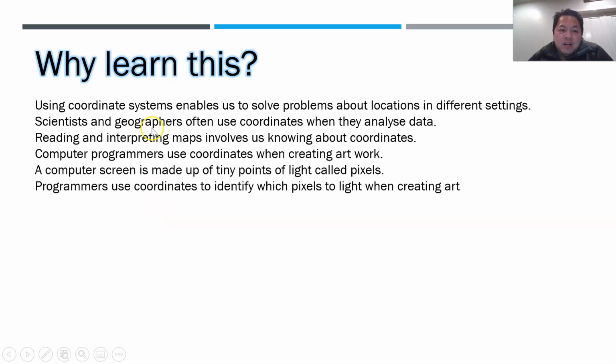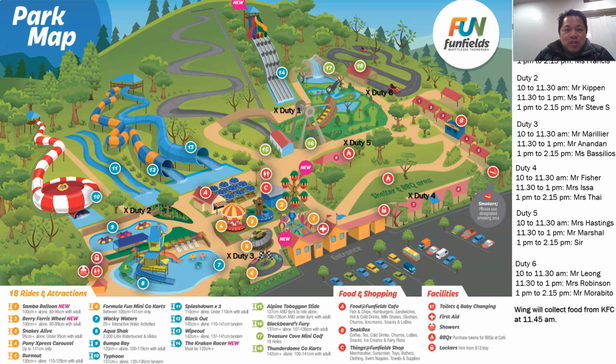If you are scientists or geographers, you need to use coordinates and analyze data. You need to learn how to read and interpret maps involving coordinates. For programmers, again, you need that. For artists, you need that. Even for computer specialists working on pixels, you need to know that. And as a teacher, I'm going to show you one example. I also need to know that.